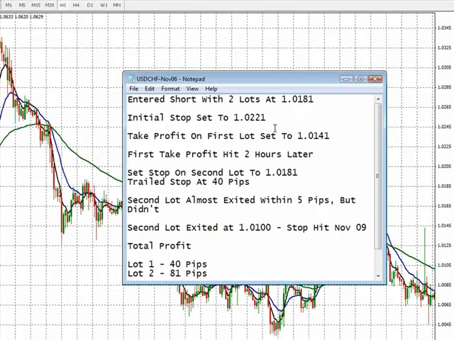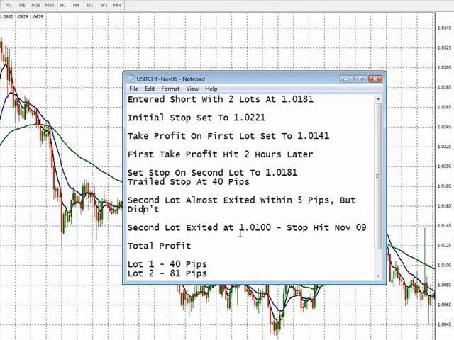The initial stop loss was set to 1.0221, which is 40 pips back of this level. The take profit on the first lot was set to 1.0141, and the first lot was taken out 2 hours later when that take profit level was hit. At that point, we moved our stop on the second lot to 1.0181, and we trailed the stop at 40 pips. The second lot almost exited within 5 pips the same day, but it didn't.